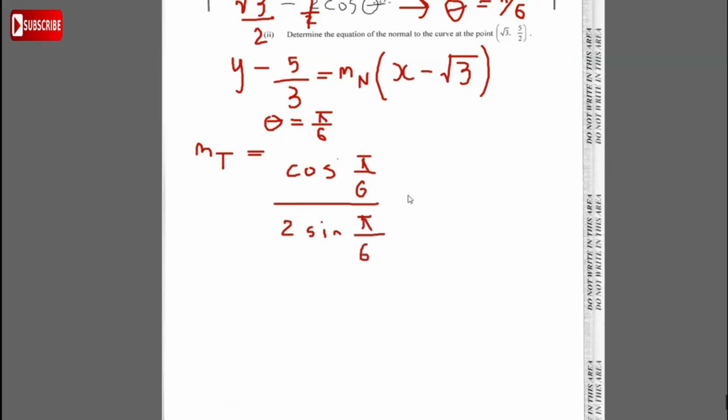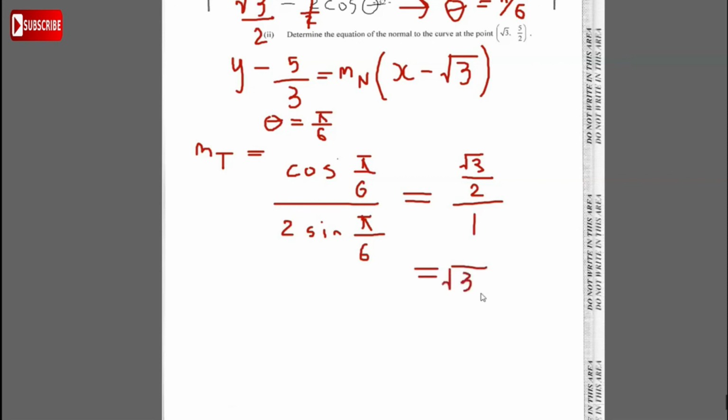So the cos of pi by 6, cos of 30, and we just found it: root 3 over 2. And that's being divided by the sine of pi by 6, which is the sine of 30 degrees, a half, times 2 is 1. And so the gradient of the tangent is root 3 over 2.